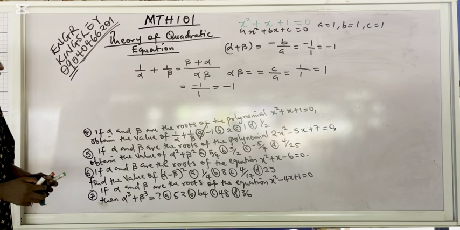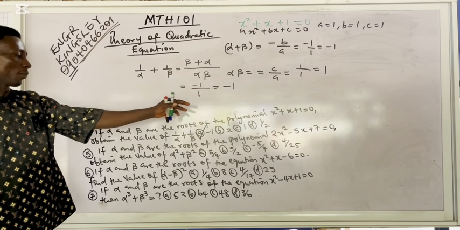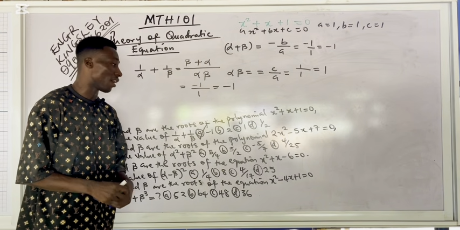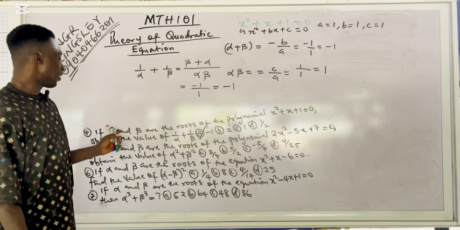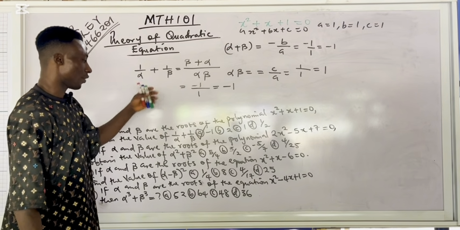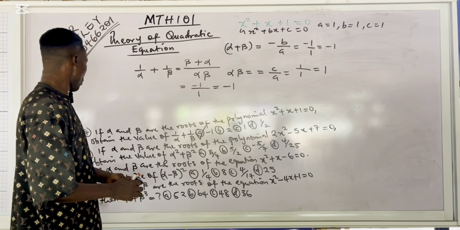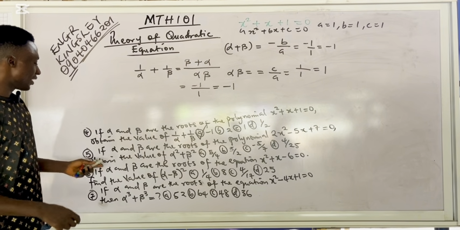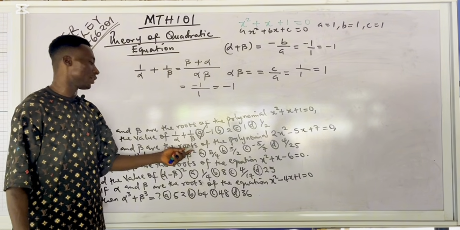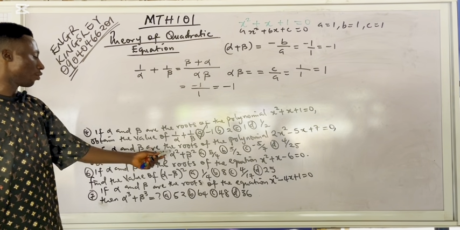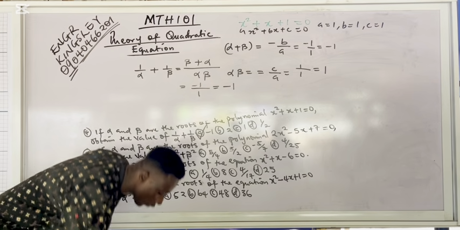So most of the time, if you are asked this type of question, provided that the roots are alpha and beta, the only thing you need is to get the sum and the product, then simplify it. That is all for example 4. So for example 5, they said if alpha and beta are the roots of the polynomial, obtain the value of alpha squared plus beta squared.